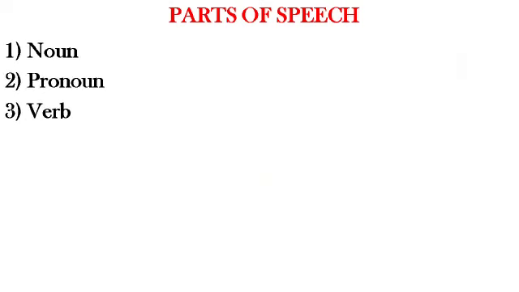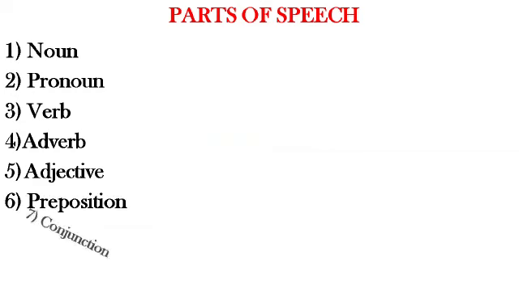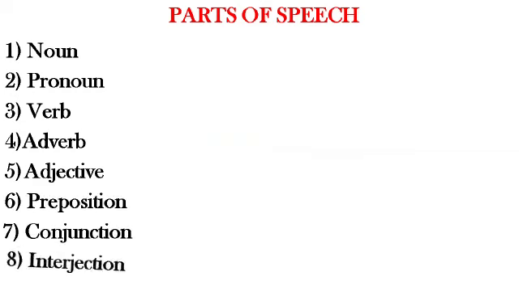Parts of speech. Number 1, noun. Number 2, pronoun. Number 3, verb. Number 4, adverb. Number 5, adjective. Number 6, preposition. Number 7, conjunction. Number 8, interjection.